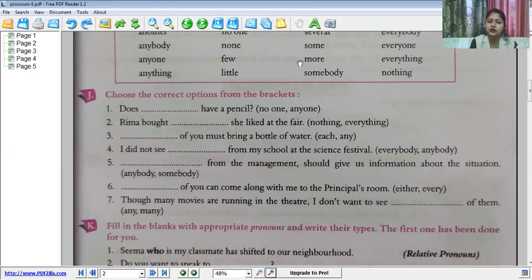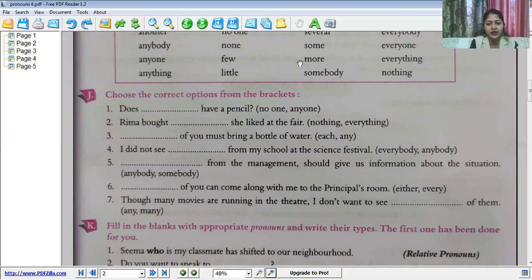Children, you can pause the video and do the exercise quickly, and then you can match up with me and find out the correct answers. I did not see dash from my school at the science festival. I did not see anybody from my school at the science festival. Dash from the management should give us information about the situation. Anybody or somebody, children? The answer is somebody from the management should give us information about the situation.